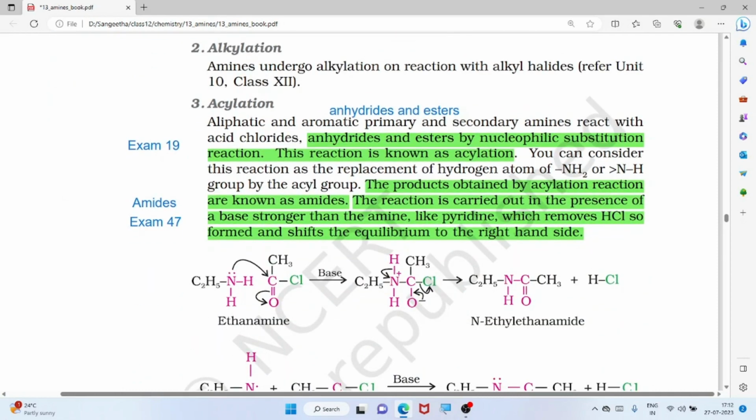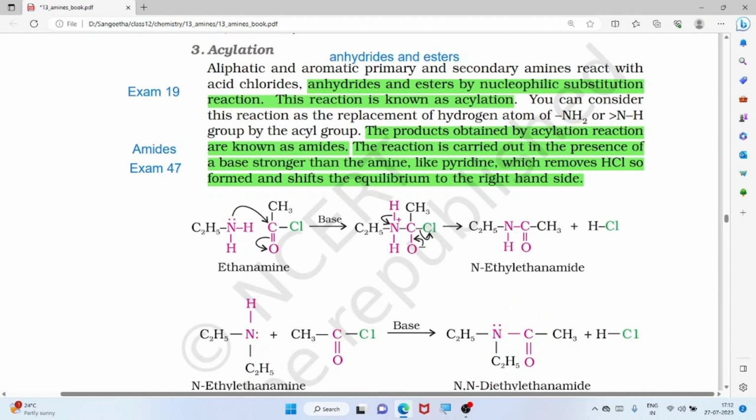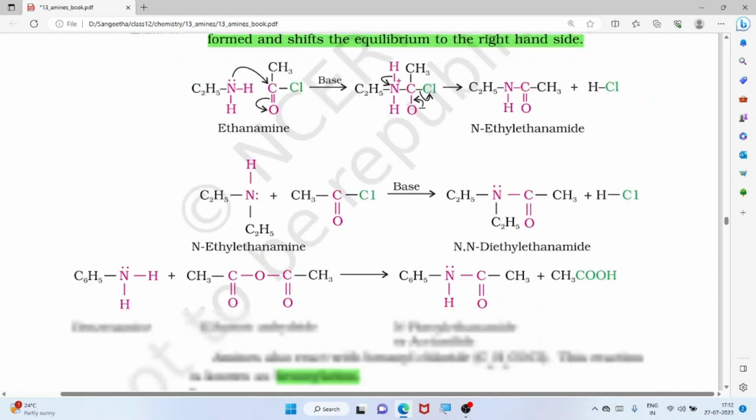Acylation: acid anhydrides and esters react by nucleophilic substitution reaction. This reaction is known as acylation. The product obtained by the acylation reaction is known as amides. The reaction is carried out in the presence of a base stronger than the amine, like pyridine. This removes the HCl so formed and shifts the equilibrium to the right hand side. Pyridine removes the HCl.